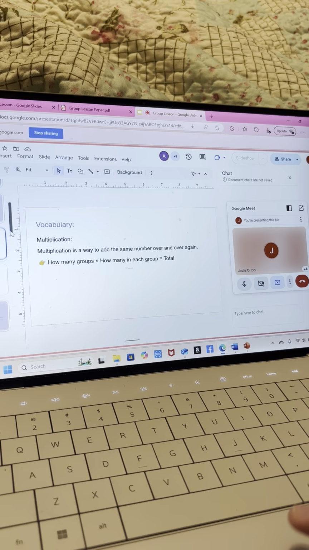Morning. Okay, so today we're going to learn about multiplication and division. We have already reviewed this, so this should be a review for you. You will be able to solve simple multiplication and division problems using equal groups, arrays, and number lines, explain the relationship between multiplication and division, and represent multiplication and division problems visually and numerically.